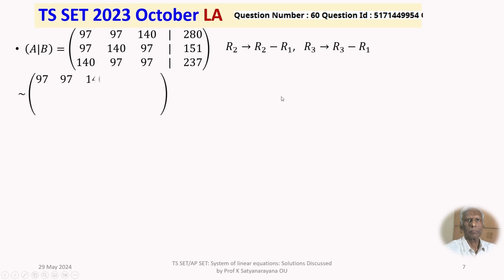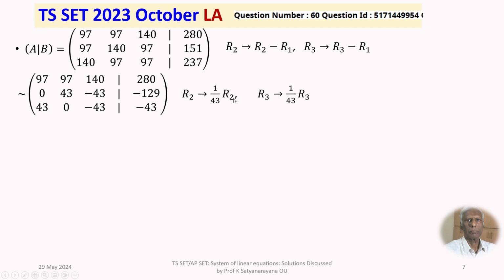Let's see that one. So the first row as it is, second row 0 will be here, and 140 minus 97 is 43. 43, 0 minus 43, minus 43. Right. So now what we see in the second row, 43 is common. In the third row also 43 is common. So divide the elements of the second row and the third row by 43. So R2 is 1 by 43 R2. R3 is 1 by 43 R3.